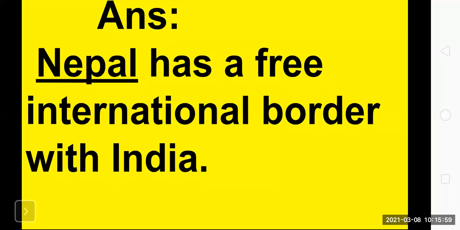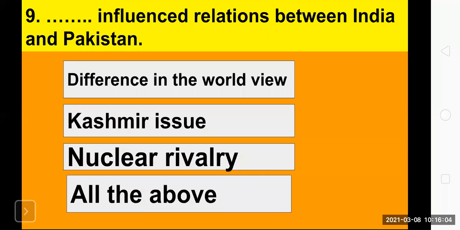So it is called the international border. Okay, next one. What influenced relations between India and Pakistan? So what are the different criteria which influence relations between India and Pakistan? That is difference in the world view, second Kashmir issue, nuclear rivalry, or all of the above. So see, difference in the world view.